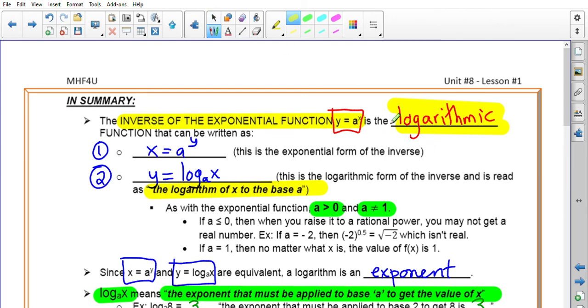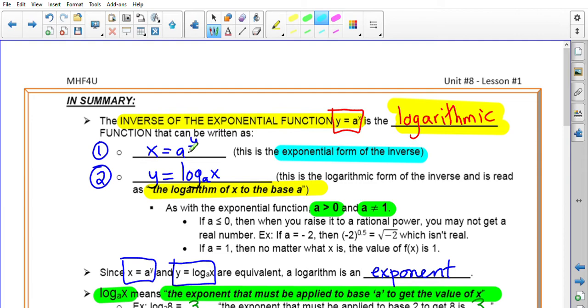Okay, so if that's the case, then the inverse of the exponential function y equals a to the x can be written in two ways. So this is the way we're used to, where we just swap the x and y coordinates, the values here, so we get x equals a to the y. Okay, this is what we call the exponential form of the inverse. Right, it still looks exponential.